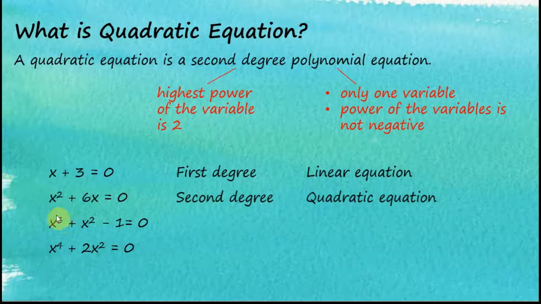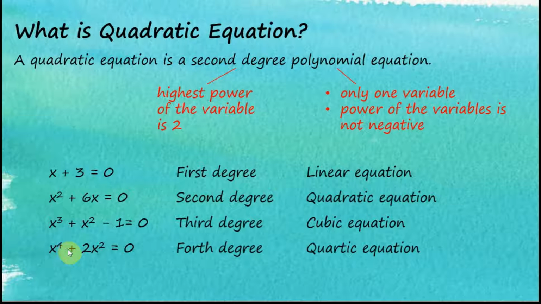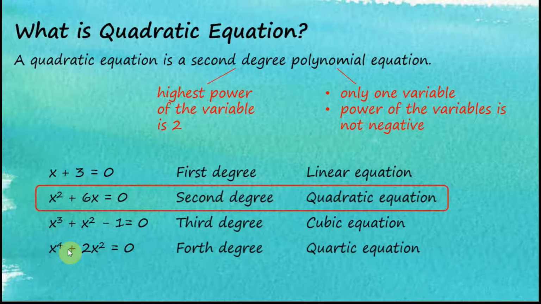This one, the highest power is 3, and therefore this is a third-degree polynomial equation, and we call it the cubic equation. This one, the highest power is 4, and this is a fourth-degree polynomial equation, and the name is quartic equation. So what is a quadratic equation? A quadratic equation is a polynomial equation of second degree, and the highest power of the variable is 2.